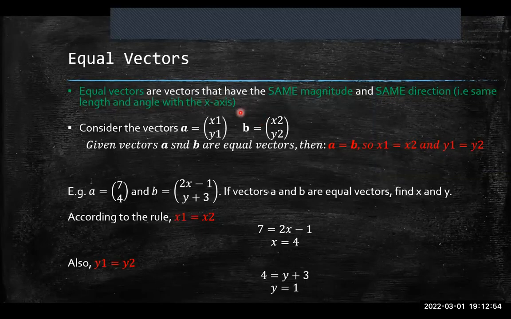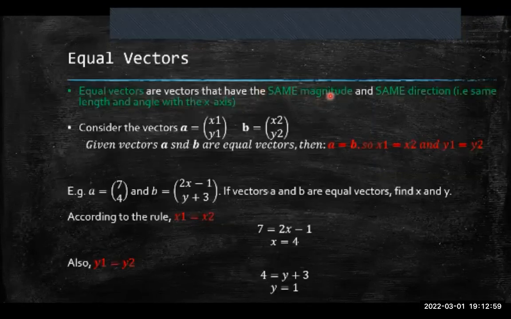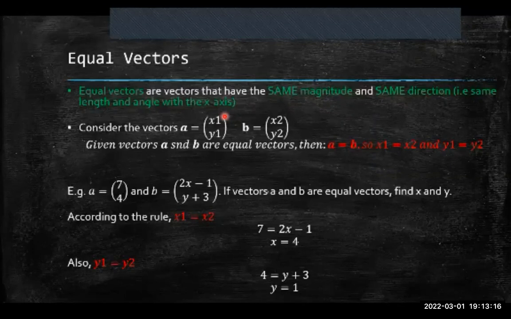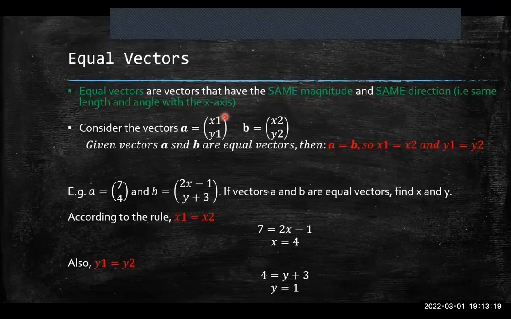Equal vectors. You're required to know what an equal vector is, right? So equal vectors are vectors that have the same magnitude. You see the length of that arrow, the length of the vector is the same. Same direction: the angle it makes with the x-axis is also the same. When I say direction, I mean the direction of the arrowhead, right?